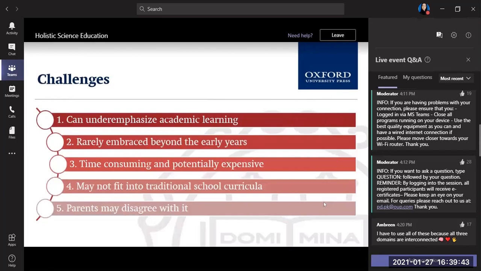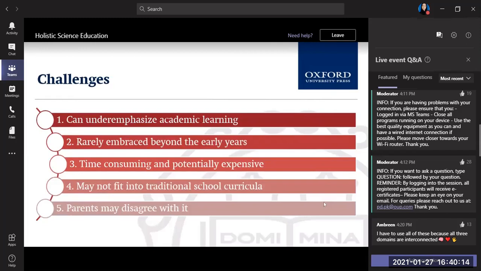The other challenge is that we talk a lot about holistic learning in the early years and then we suddenly stop talking about it. So it's not something which is only relevant for the early years, it goes way beyond that, and it should not stop at the early years. Another challenge is that it's very time consuming, requires very good teachers, and is potentially very expensive. It may not fit into the traditional school curricula.